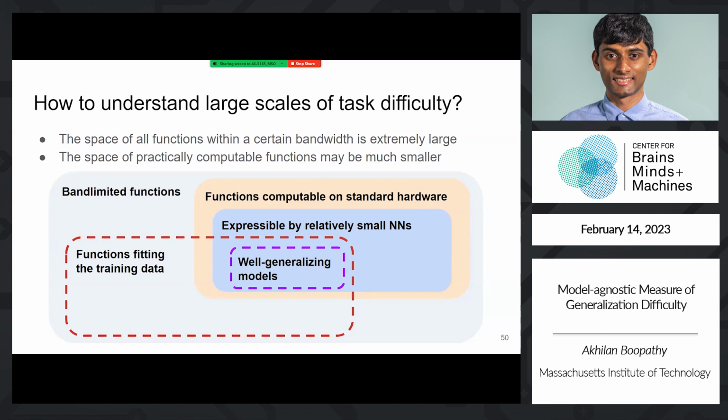I don't understand how this slide connects to the high values though. Can you give us that intuition? Yeah. So remember that the high values are just the negative log of the fraction here, the fraction of the red box to the purple box. And so most of this red box lies outside of the functions computable in standard hardware. So that's going to be a very, very large space. And the purple box is probably going to lie within this orange box of functions computable on standard hardware or expressible by relatively small neural networks. So already, without making any real strong assumptions about our models, we have that this ratio is very, very tiny. So even just starting out, the amount of inductive bias that goes into solving these tasks is going to be very massive.